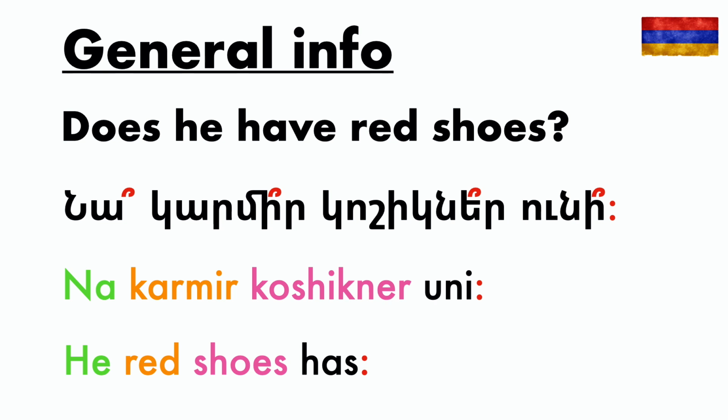In the spoken language, you would pronounce the question word with a higher voice. For example, if I want to ask the color, I would pronounce the sentence in the following way. Na կարմիր կոշիկներ ունի. If I want to ask the word shoes, I would pronounce the sentence in the following way. Na կարմիր կոշիկներ ունի.